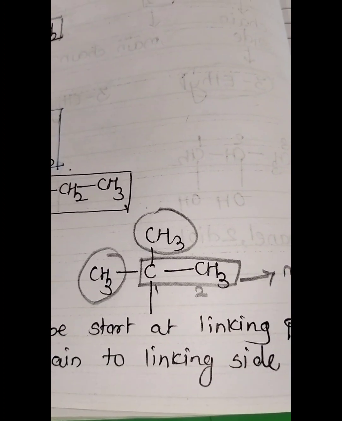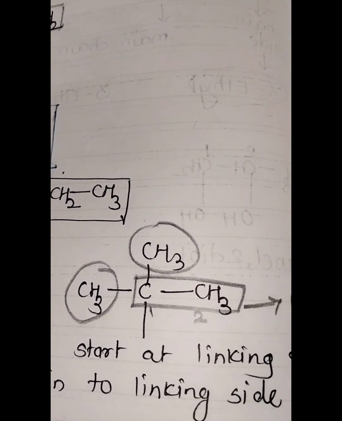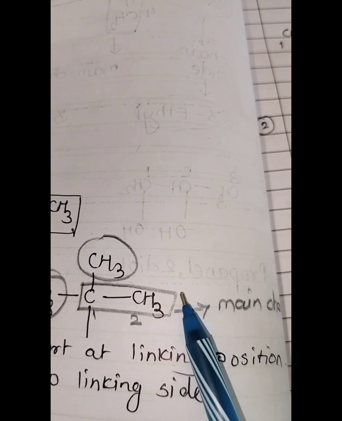So the name of the complex chain is: in the first carbon there are 2 methyl groups. So the name of the complex chain is 1,1-dimethyl, because 2 methyl groups are present, so dimethyl, and here 1 and 2, so methyl ethyl, so 1,1-dimethylethyl, and we always write this complex chain in brackets.